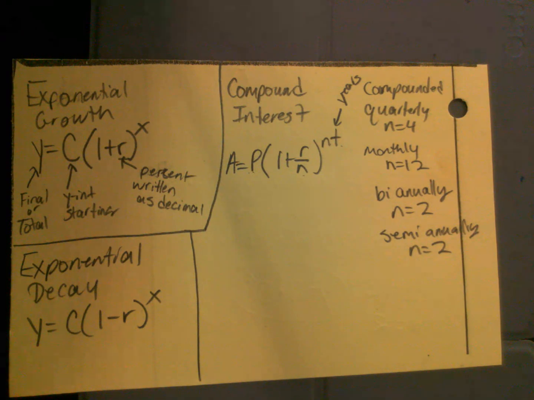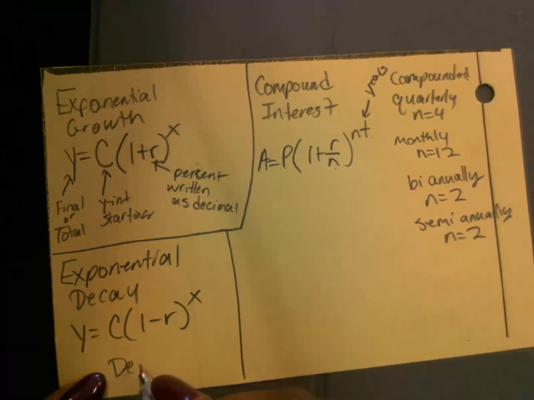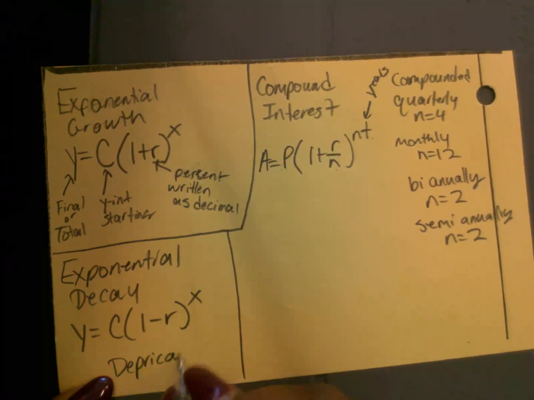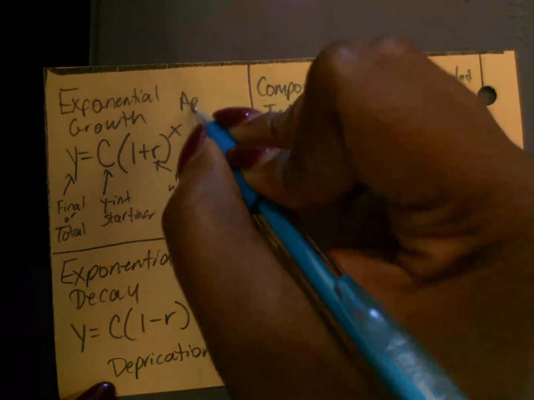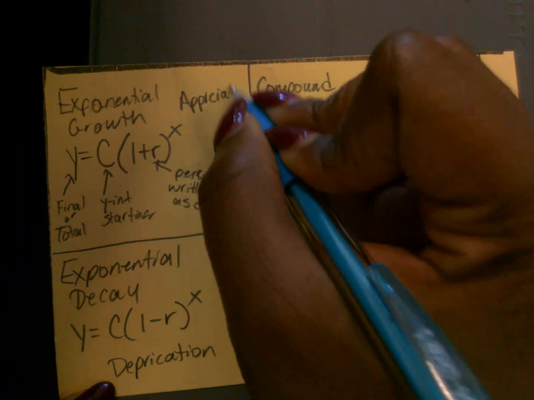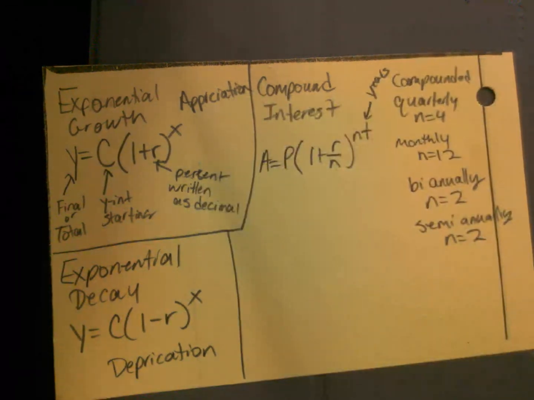So we got decay. Another word for decay is depreciation. Another word for growth is appreciation. Okay. Any questions?